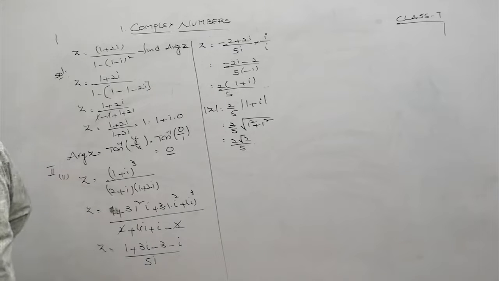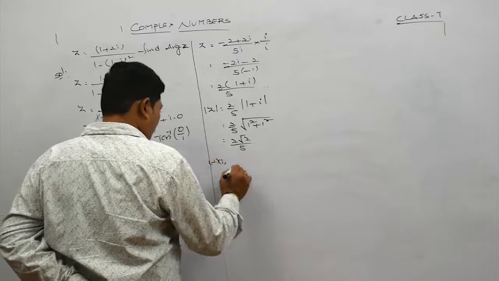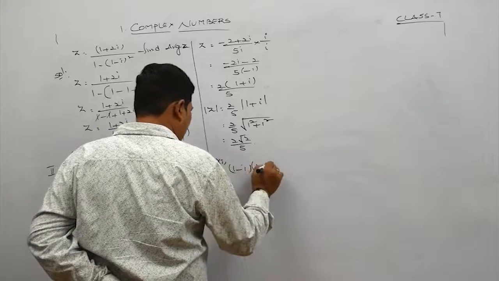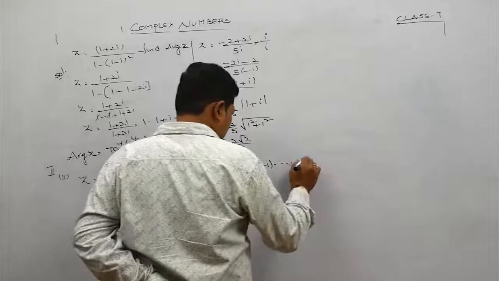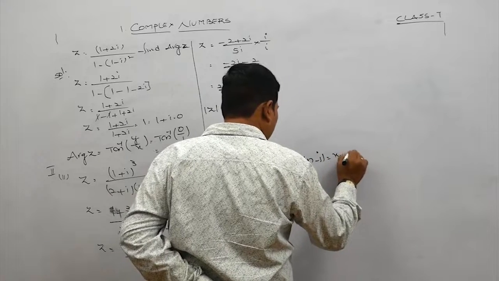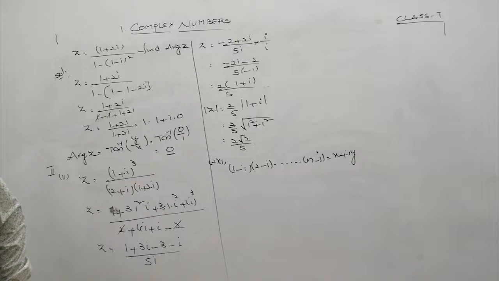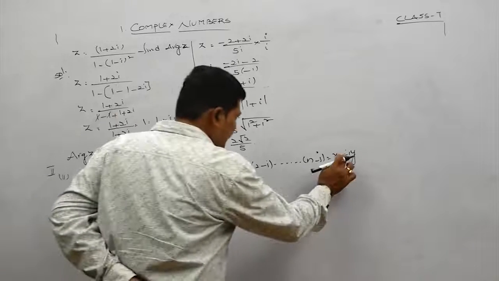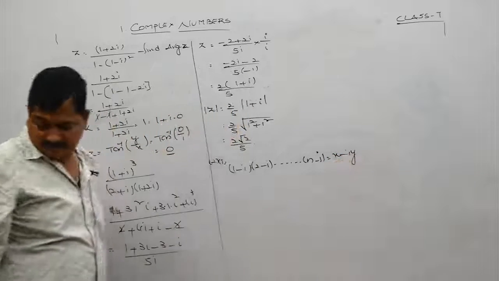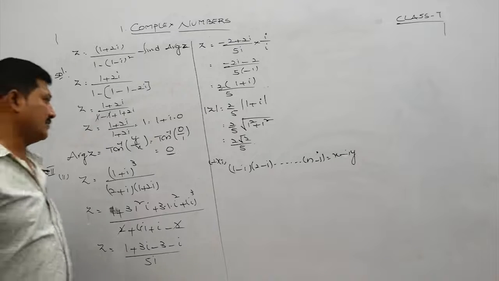Second question. Next, the first one: (1 minus i)(2 minus i)...(n minus i) is equal to x minus iy. Given (1 minus i)(2 minus i)...(n minus i) is equal to x plus iy, then (n minus i) is equal to x minus iy, so x minus iy. Then prove that 2 into 5 into 10 into so on, (1 plus n square) is equal to x square plus y square.